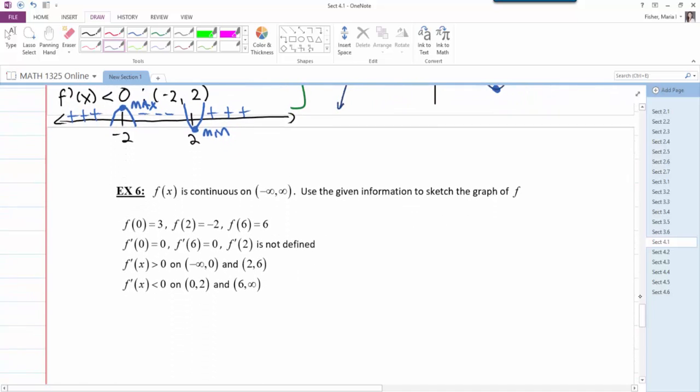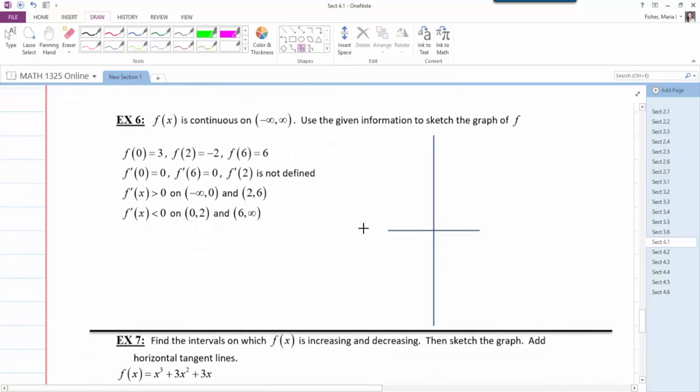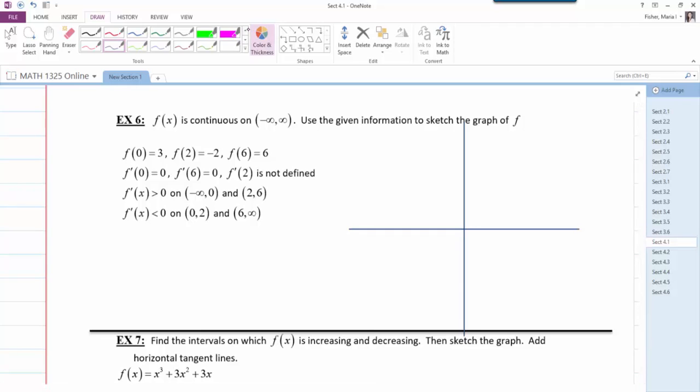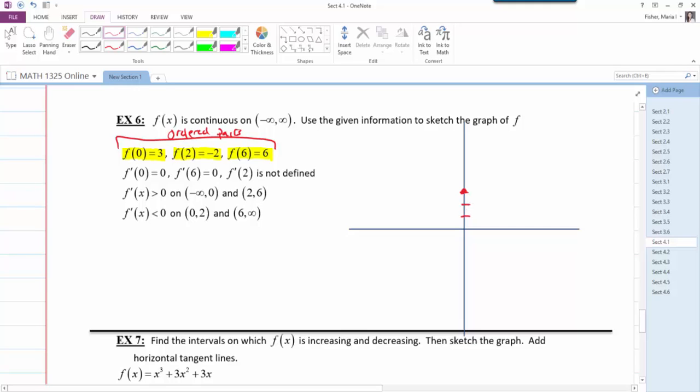Example 6 is saying, use the given information to figure out what the graph of f of x looks like. So first it tells us that the function is continuous over its entire domain. So that means we're going to have no jumps or breaks or asymptotes. Then it tells us that we have f of 0 equals 3, f of 2 equals negative 2, and f of 6 equals 6. Well, these are just ordered pairs. When x is 0, y is 3. When x is 2, y is negative 2. And when x is 6, y is positive 6.